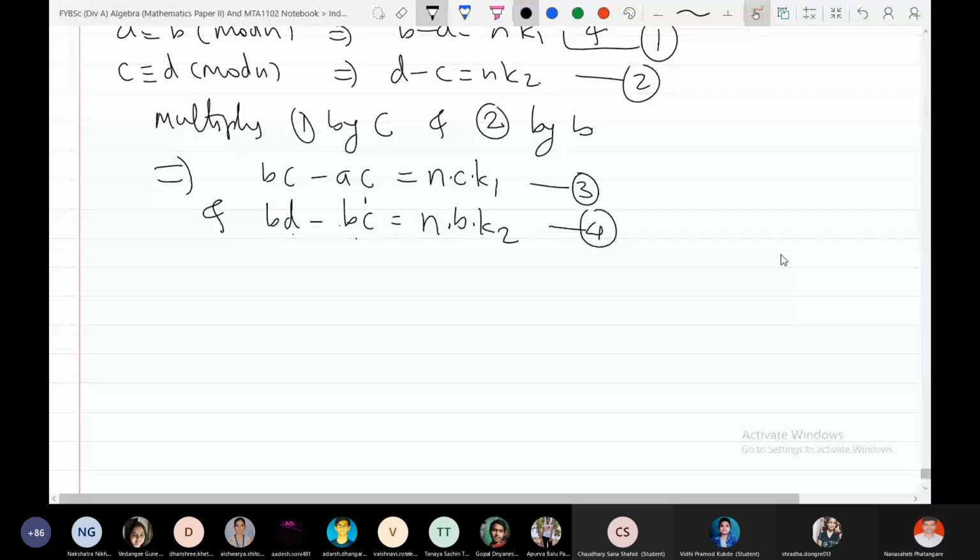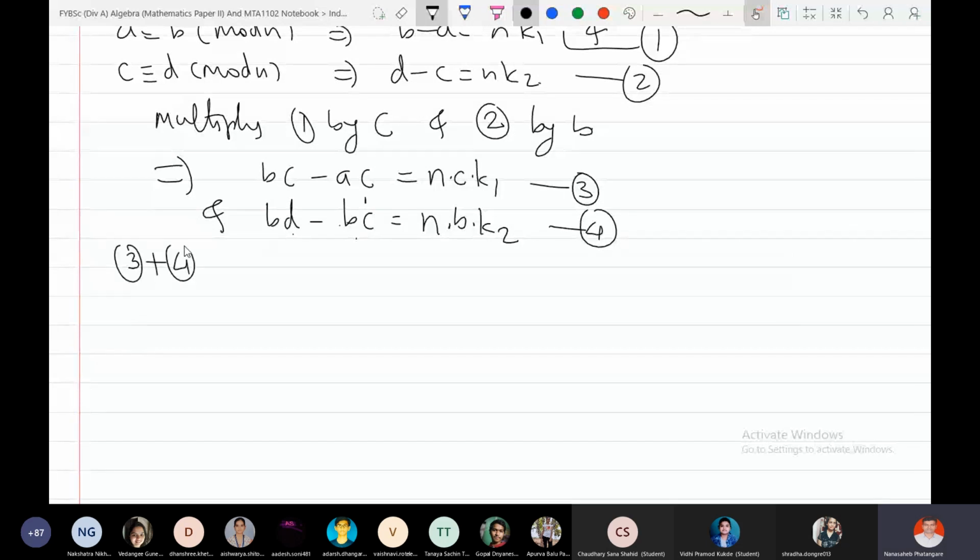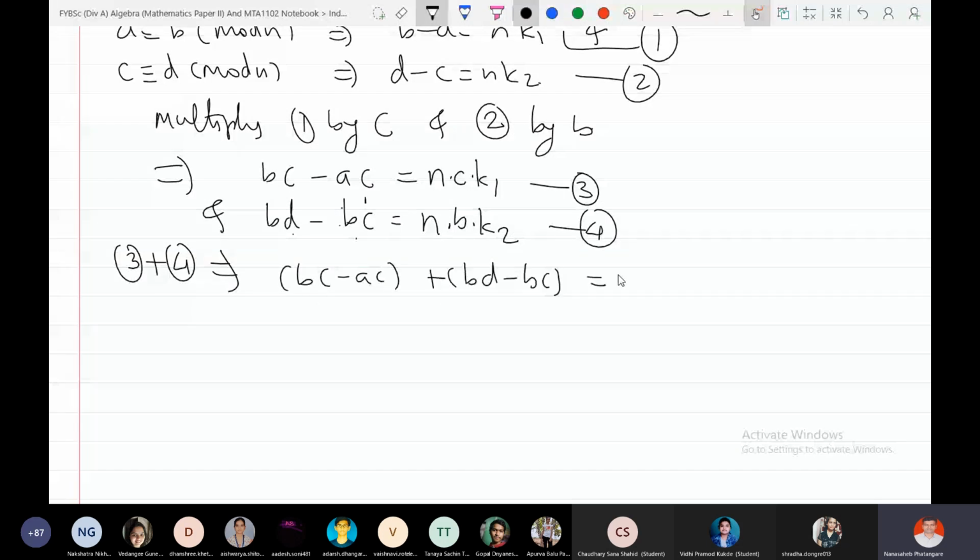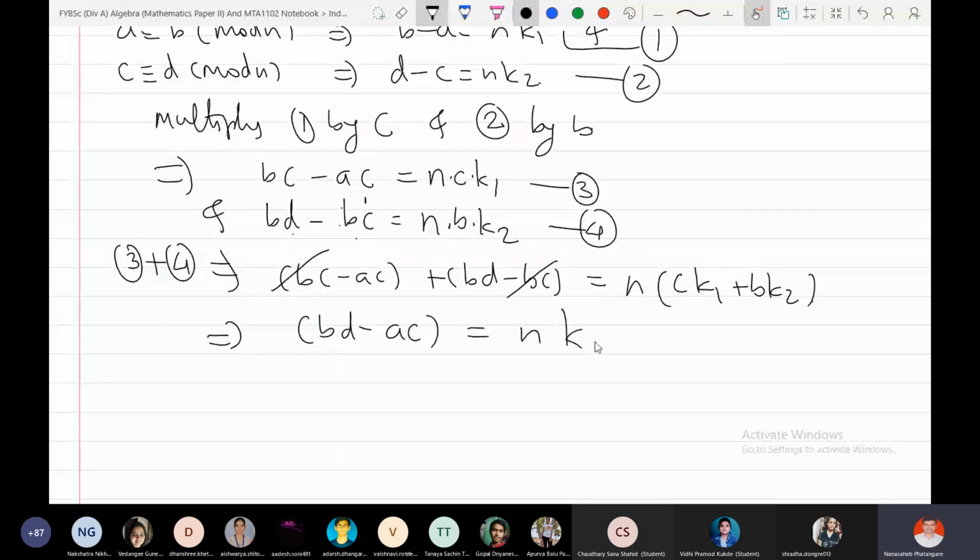Now I will add 3 and 4, or subtract, it doesn't matter. So now 3 plus 4. I will add LHS, then I will add RHS. So BC minus AC plus BD minus BC. What is the sum on the right hand side? N is common, CK1 plus BK2, that would be the bracket. But BC is common, it will get cancelled. BC minus BC, what remains? BD minus AC is equal to n times some K4. What is K4? K4 is this bracket CK1 plus BK2, and still it is an integer.